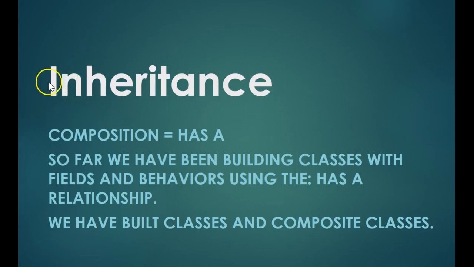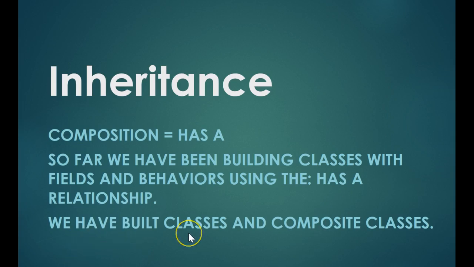Okay, welcome back. It's time to discuss a new topic in Java, or a new topic in object-oriented programming. We are introducing the concept of inheritance. So far we have seen composition, and composition has a "has a" relationship. A person has a date of birth. So far we've been building classes with fields and behaviors using this "has a" relationship.